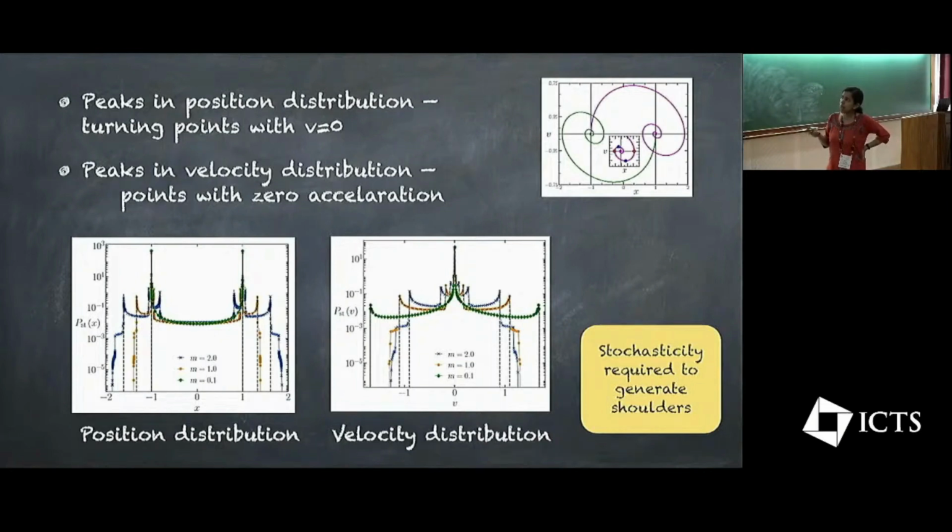And we can actually calculate the position of these peaks, which are nothing but the turning points of this motion. Here, when the particle crosses this v equal to 0 line, it becomes very slow and it spends a lot of time in that position, which gives rise to these peaks. And for the velocity, this is where the acceleration becomes 0. It spends a lot of time at that velocity, giving rise to these peaks in the velocity.